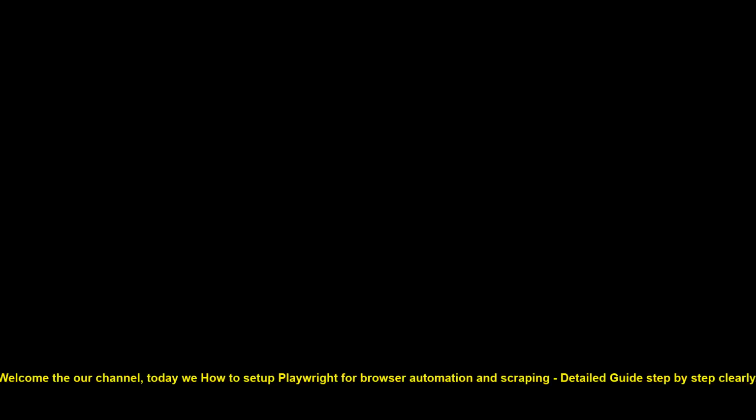Welcome to our channel. Today we'll show how to set up Playwright for browser automation and scraping, a detailed guide step by step clearly. To begin setting up Playwright for browser automation and scraping, ensure you have Node.js installed on your machine. If you haven't installed Node.js yet, visit the Node.js website and download the latest version compatible with your operating system.